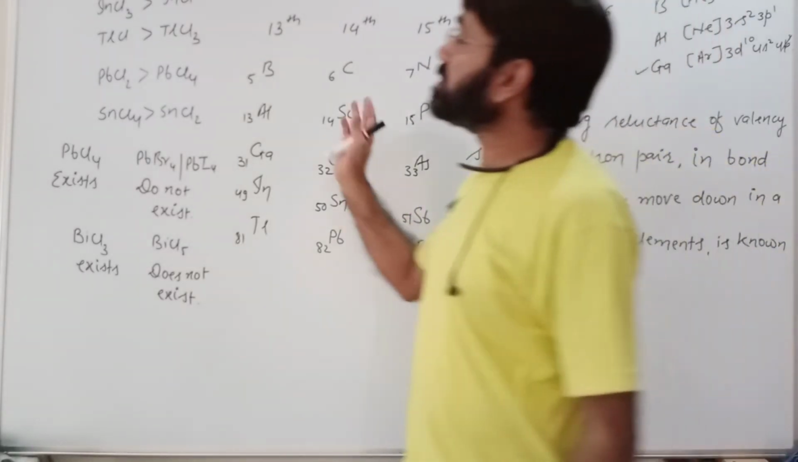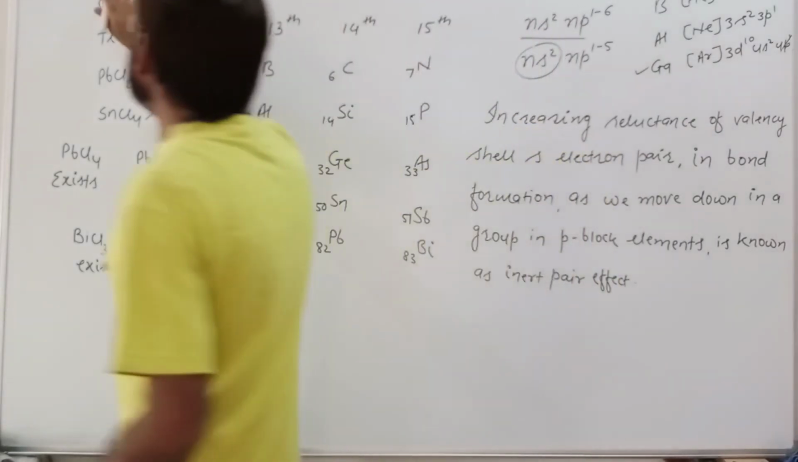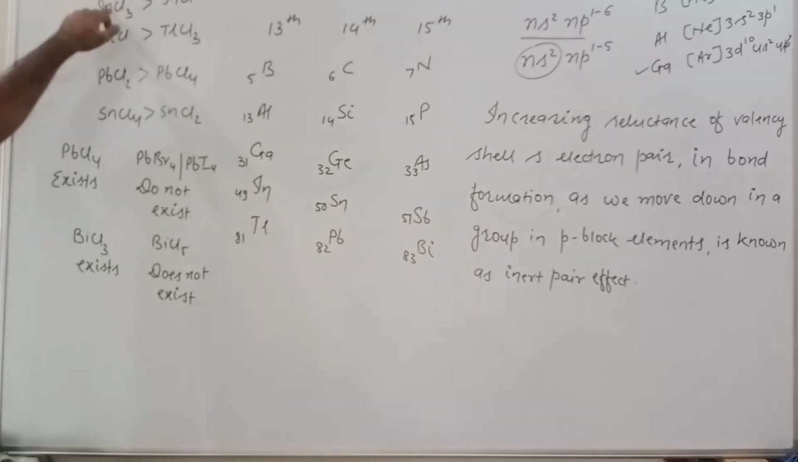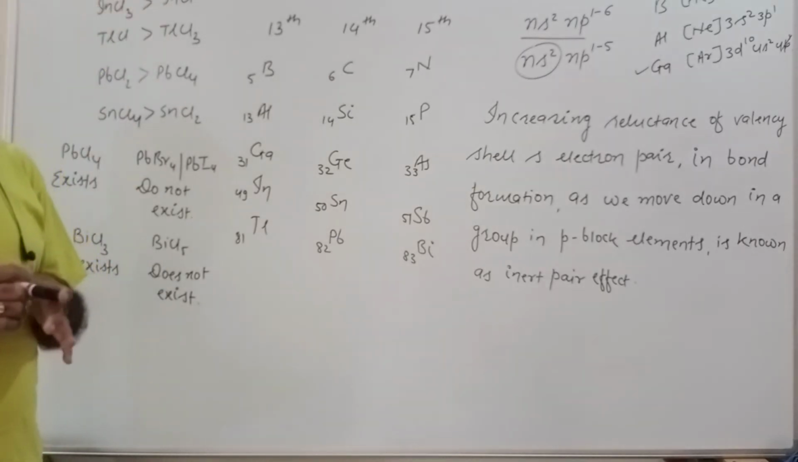Fine. Now some questions related to reasoning based on the inert pair effect. We say GaCl3 or InCl3 are more stable than their corresponding +1 oxidation state chlorides. Fine.